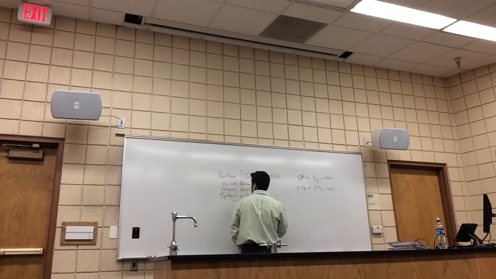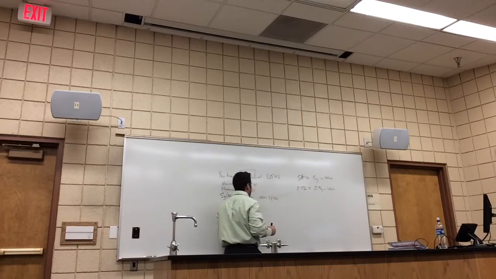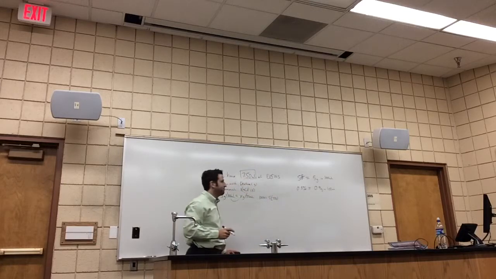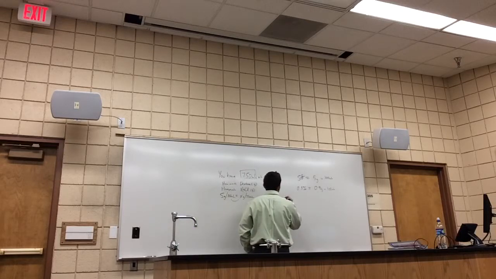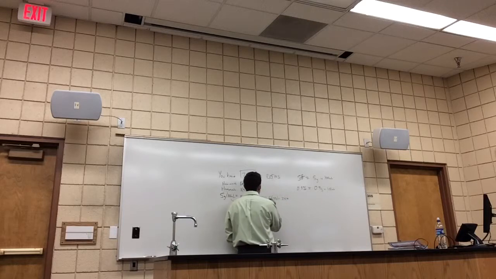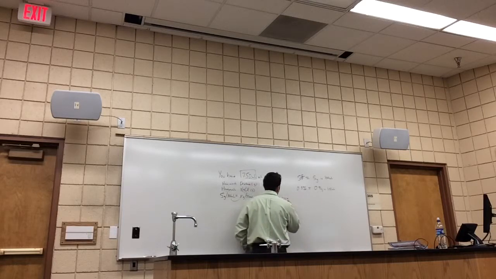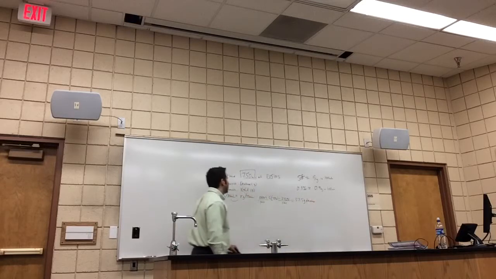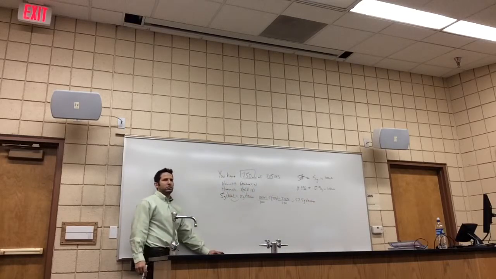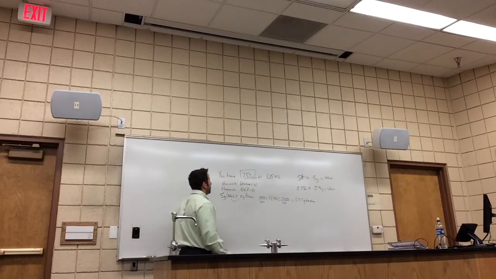X equals 5 times 750, right? What's 5 times 750? 3,750. So I have 37.5 grams of dextrose. Okay, is that all I asked for? I asked for one other thing, right?